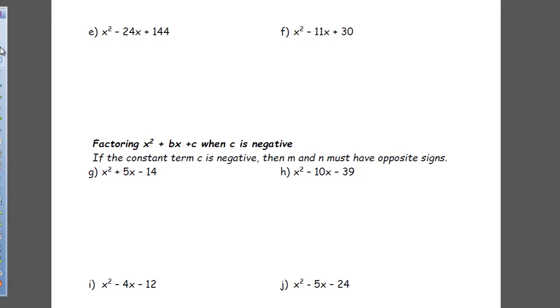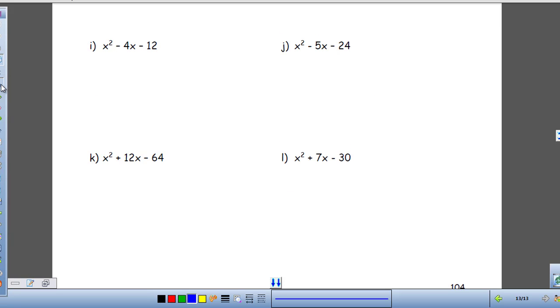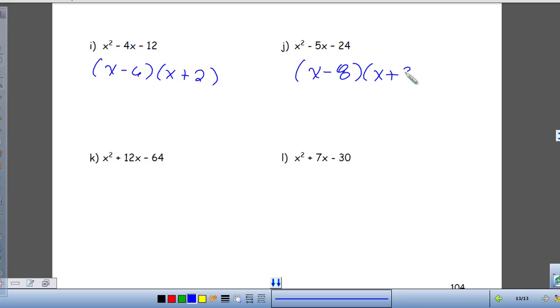All right, try I and J. Okay, for I, we've got a negative 12 as our constant. So I'm going to use x minus 6, x plus 2. Okay, minus 6x plus 2x gives me minus 4x. Okay, for J, we've got a negative 24. So what did you use? Very good. All right, x minus 8 times x plus 3.